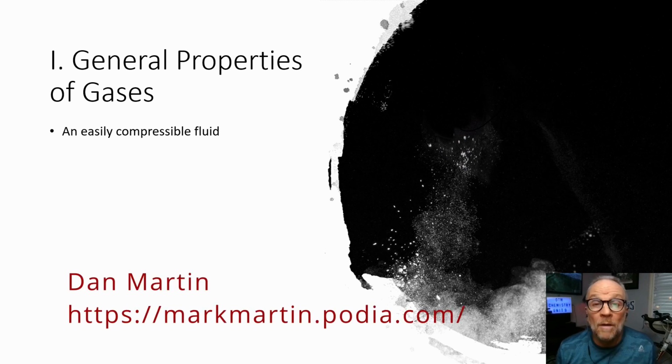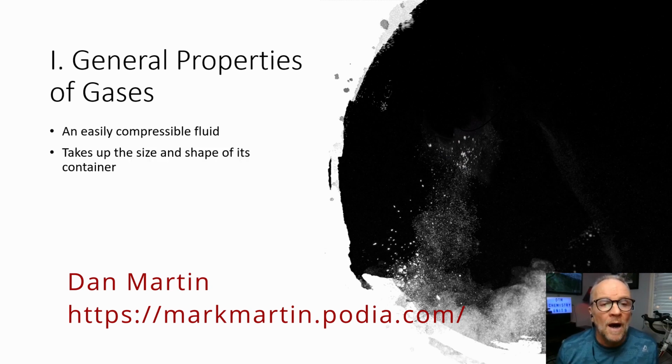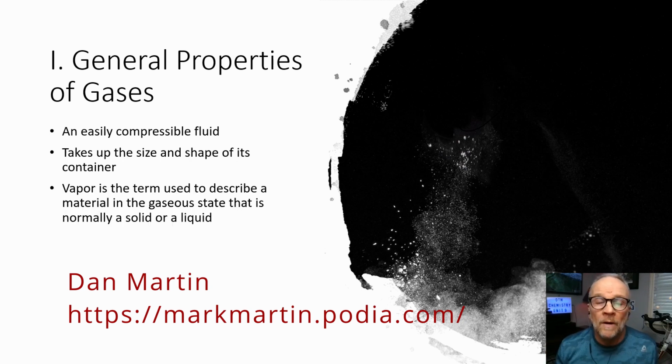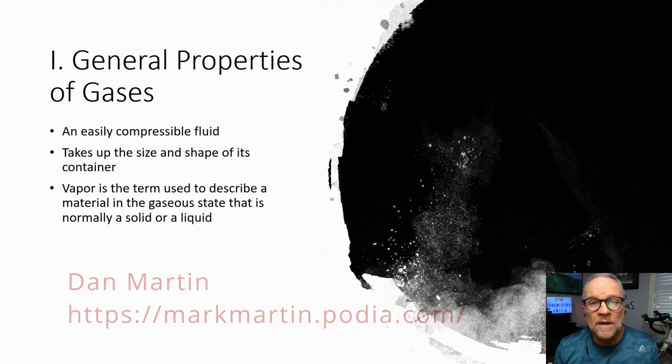Okay, so we're going to talk about some general properties of a gas. Gases are thought of as a fluid because they flow. They take up the size and the shape of their container, and they are easily compressed. When they're not normally in a gaseous state, say water, for example, is usually a liquid.